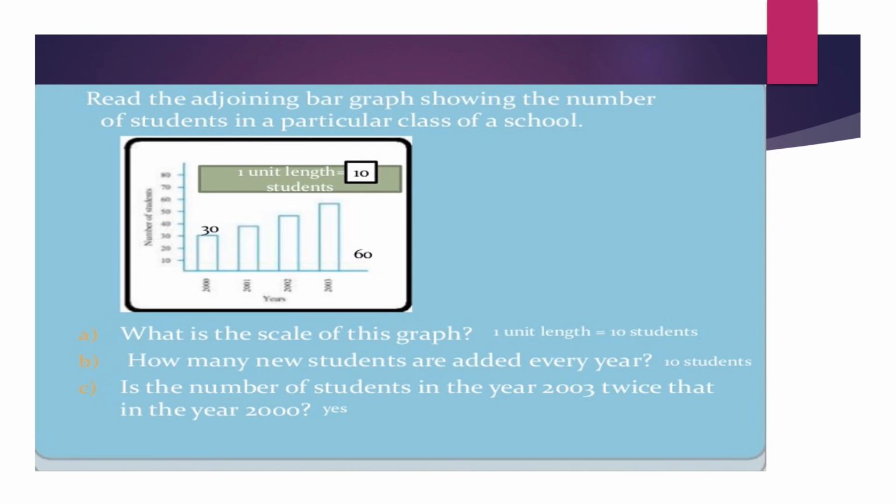Second, how many new students are added every year? In the first year it is 30, then it became 40, then 50, and the last became 60. So every year 10 students get added. Now, the last question: is the number of students in the year 2003 twice that in the year 2000? In the year 2003 the number of students is 60, and in the year 2000 it is 30. So yes, it is absolutely right. The number of students got doubled in 2003.